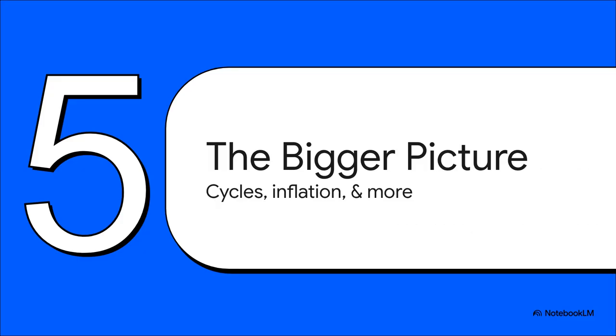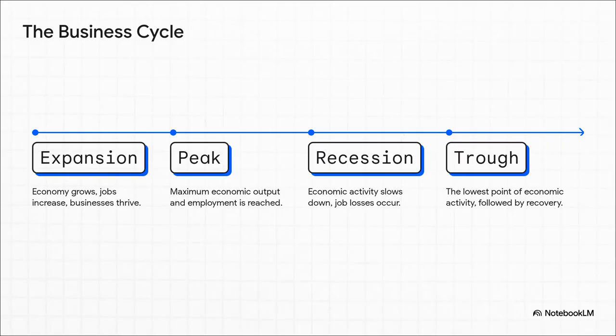All right, so we've gone from your own personal choices all the way up to these powerful market forces. Now let's zoom out one last time and look at the big, sweeping trends that affect the entire economy. Economies don't just grow in a nice, neat, straight line. They actually move in waves. We call this the business cycle. It's really like a natural economic roller coaster.